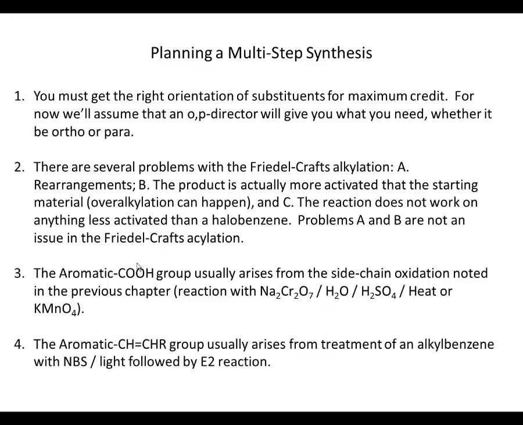The aromatic COOH group usually arises from the side chain oxidation noted in the previous chapter, where we take an ethyl or methyl group and turn it into a COOH group with chromium-6, water, and sulfuric acid, or using potassium permanganate. If we have a double bond on a benzene ring, as shown here, this group usually arises from treating the alkyl benzene with NBS and light, followed by the E2 reaction.